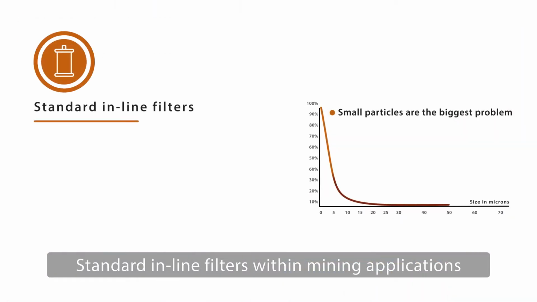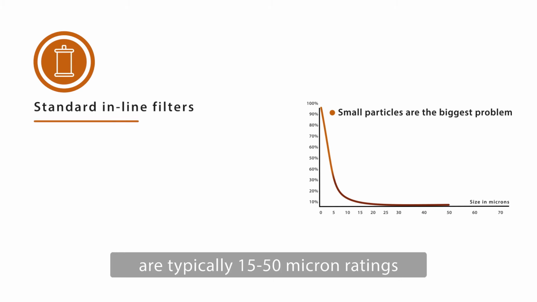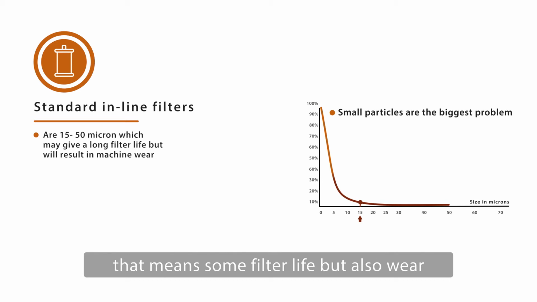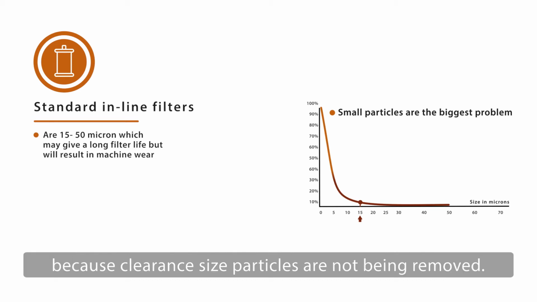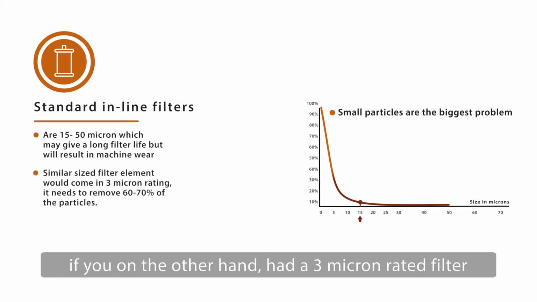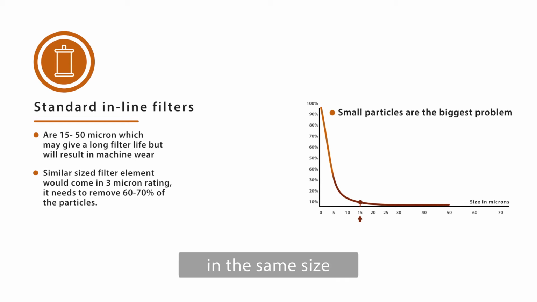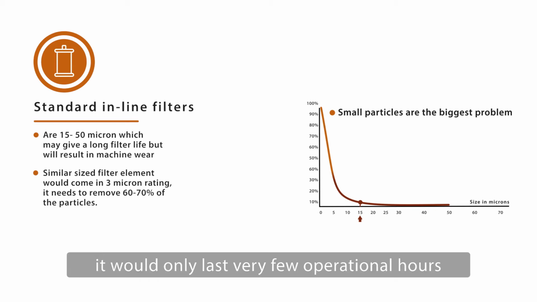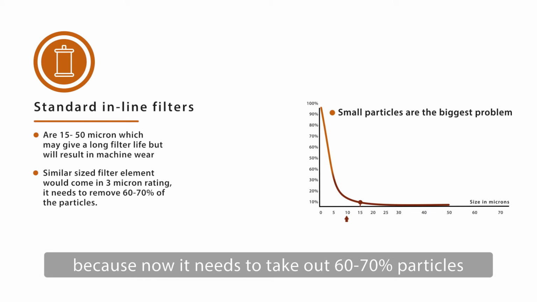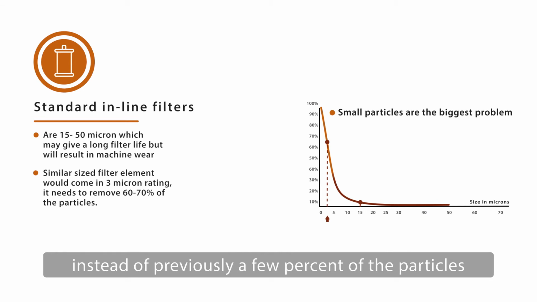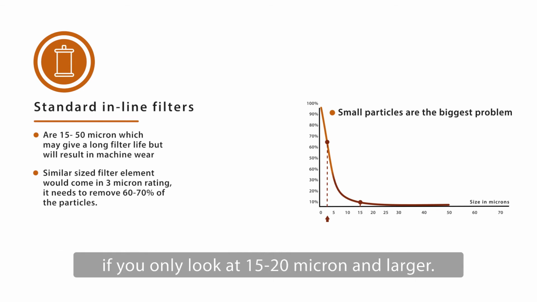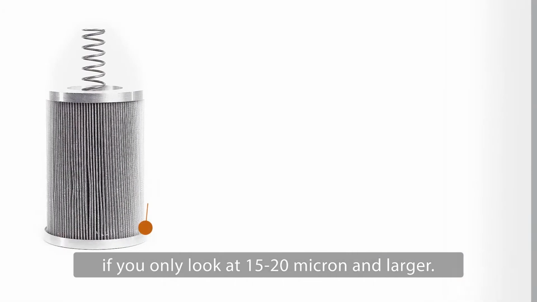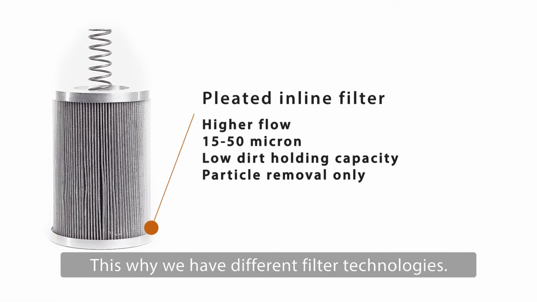Standard inline filters within mining applications are typically 15 to 50 micron ratings. That means some filter life, but also wear, because the clearance size particles are not being removed. If you, on the other hand, had a 3 micron rated filter in the same size, it would only last very few operational hours, because now it needs to take out 60 to 70% of the particles instead of previously a few percent of the particles if you only look at 15-20 micron and larger. This is why we have different filter technologies.